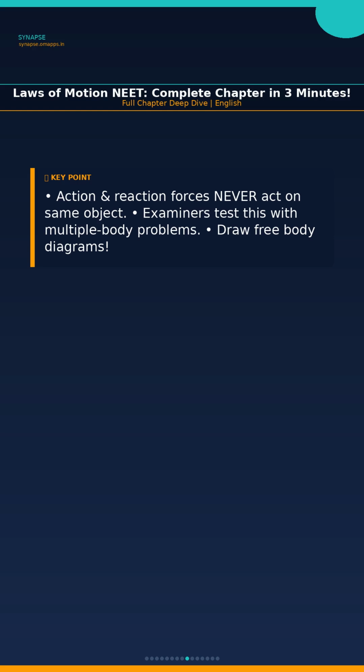Here's a key point: action and reaction forces never act on the same object. This is a very common mistake students make, and examiners love to test this concept with tricky questions involving multiple bodies. Drawing free body diagrams will help you avoid this trap.